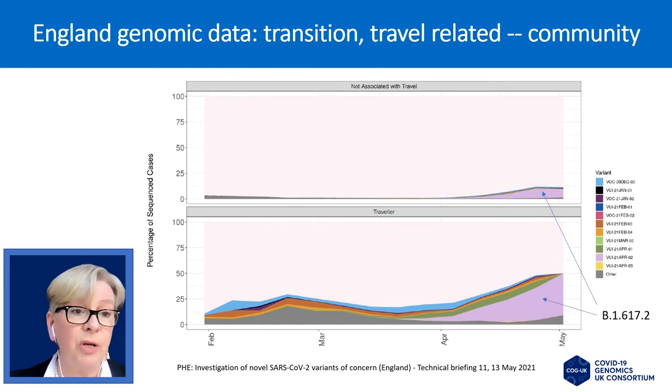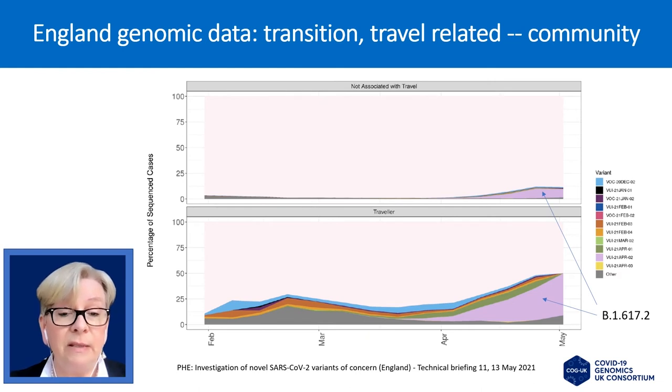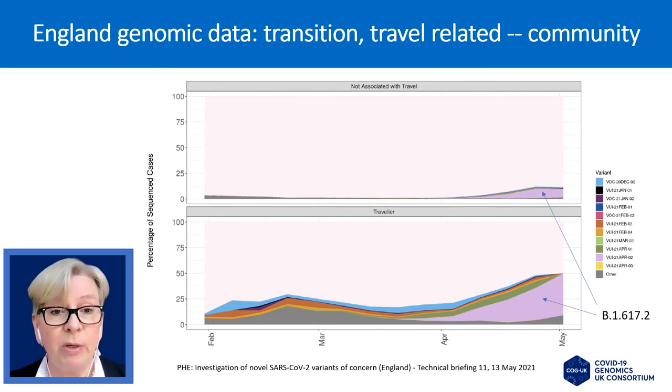Now, this slide shows the percentage of sequenced cases, and not all cases, over time, between February and May. And in the bottom figure here, you see the variants actually isolated from travellers. And you'll see in the purple, this is the 0.2 variant version of 617. And you'll see that it was actually increasingly common in people coming back to the country from April onwards. But actually, there's been a conversion so that transmission is now occurring in the community. So the top is not associated with travel. This is in particular variants of interest or variants of concern. So you'll see in particular that the 0.2 version is now spreading in the community.